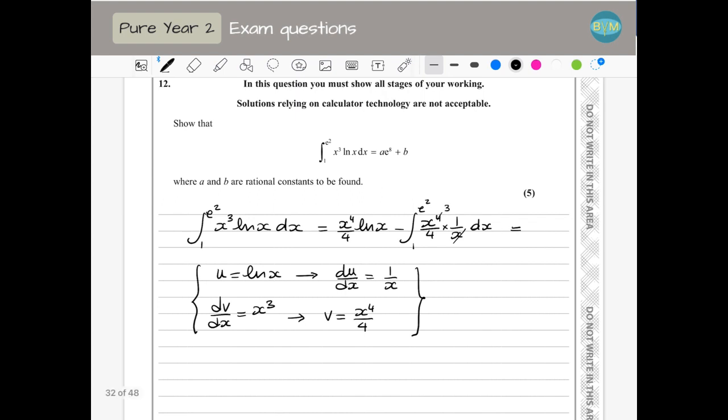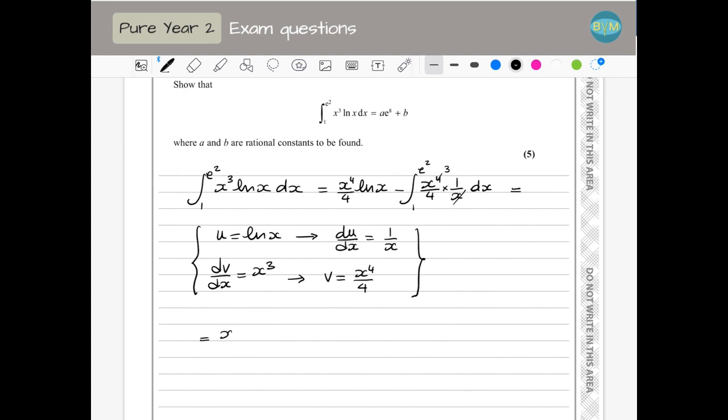Now I have a super easy function to integrate. My first part is still x to the power of 4 divided by 4 ln x, and then I have x cubed divided by 4, so it's going to be x to the power of 4 divided by 4, when I increase the degree and divide by the new exponent. But then I have this 4 here, so 4 and 4 gives 16. My limits of integration are 1 and e squared, because I already have integrated this part.